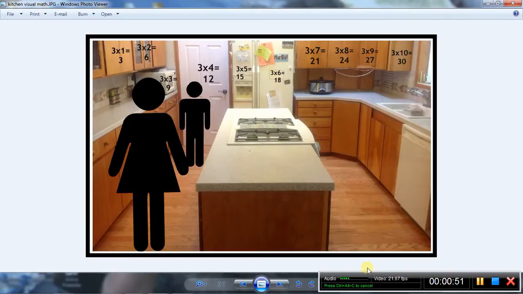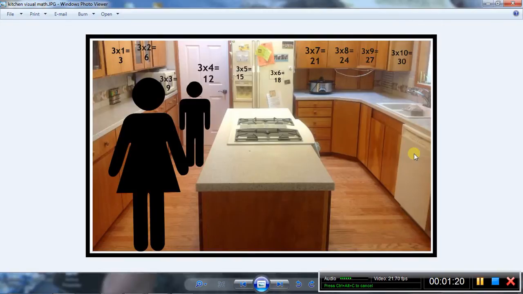Let's take a look. So this is our kitchen. This is Riley and I tonight, actually, and we were learning Riley's threes. So we began by putting up the flashcards around the room. 3 times 1 equals 3, that was on the cupboard. 3 times 2 equals 6 on another cupboard. 3 times 3 equals 9 on the microwave. 3 times 4 equals 12, and so on. And we went in a clockwise direction around the kitchen with his math facts.